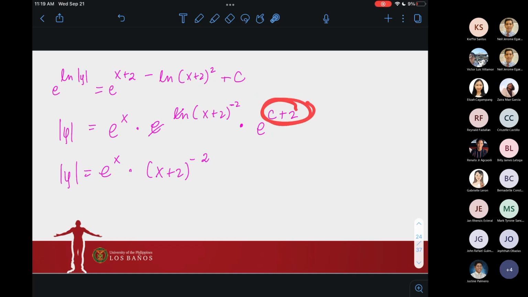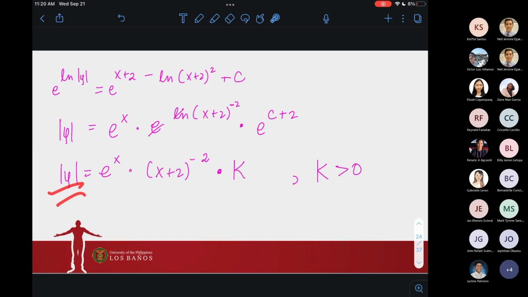So this c plus 2 is an arbitrary constant. E raised to an arbitrary constant is another arbitrary constant. Actually, not another arbitrary constant, but a positive arbitrary constant. So I can multiply this by k and take note that k is any constant that is greater than 0. All right? And then, tingnan natin kung magkakaproblema tayo doon.